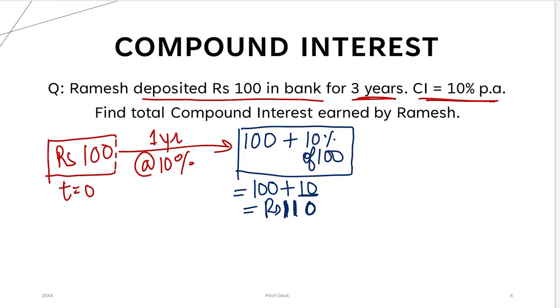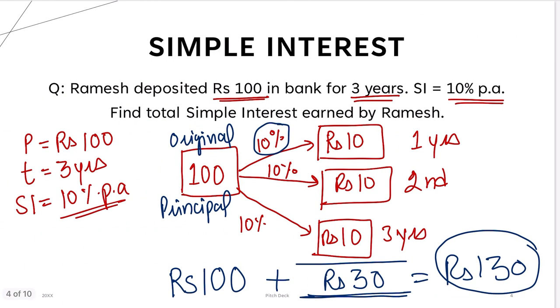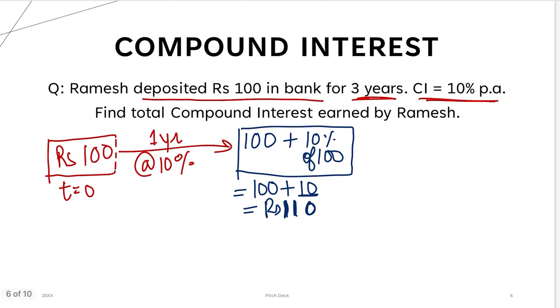Stop here. Now tell me, is there any difference between compound interest and simple interest after 1 year? No. Why? Because the starting amount is 100 rupees. In 1 year, he added 10% of the original 100 rupees. So after 1 year, he will have 110 here. And if you see, after 1 year, he will also have 110 rupees here. Right?